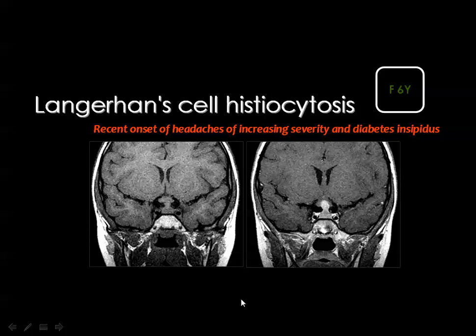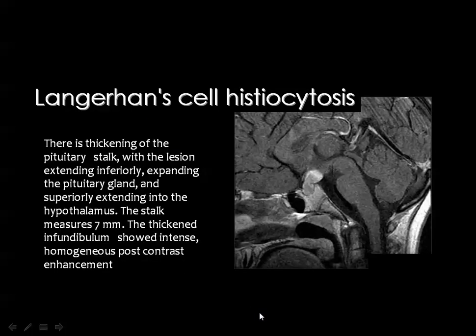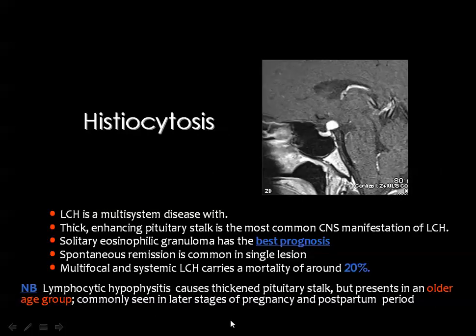Then the history of diabetes insipidus is one of the good predictors for the diagnosis of histiocytosis. And in this example, you see the pituitary gland is more or less good, but the infundibular stalk is markedly thickened and enhanced. Then histiocytosis is a multi-system disease, with a thick enhanced pituitary stalk being the most common CNS manifestation. And you see here, this is the pituitary gland, which is good. The stalk is enhancing.